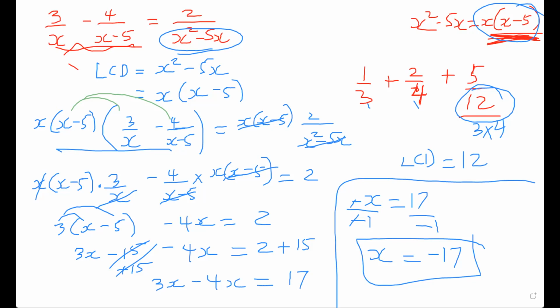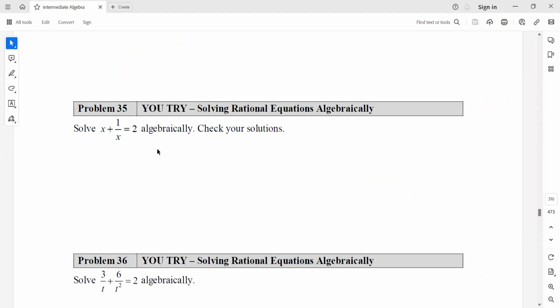Now, what about problem 35? Problem 35, here we have x plus 1 over x equals 2. Now, the LCD is x, so I'll multiply through by x.